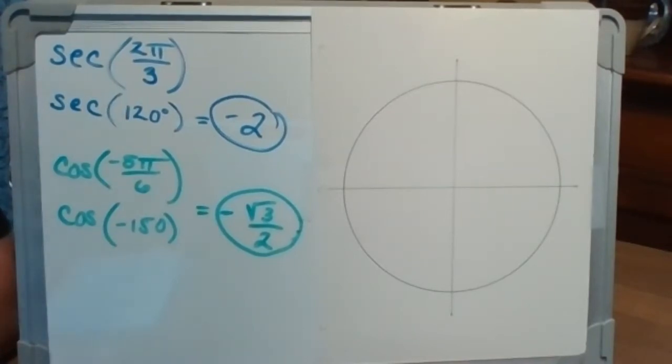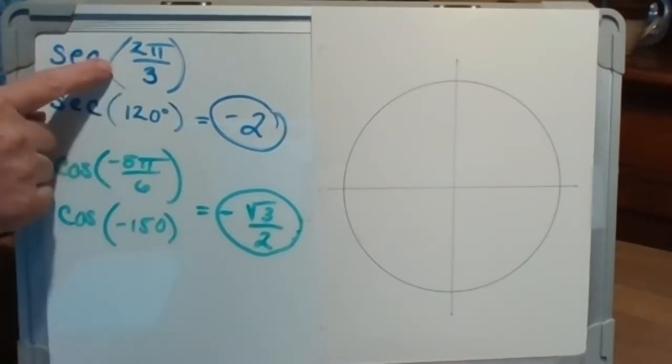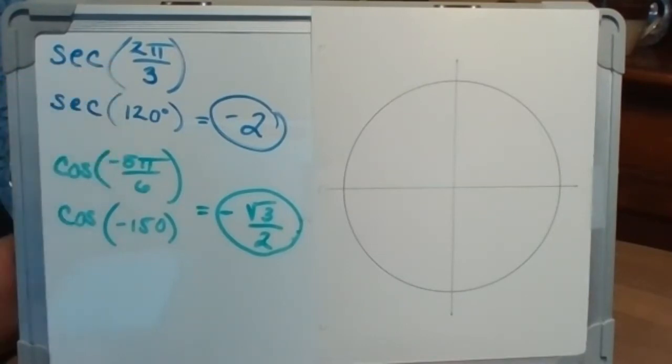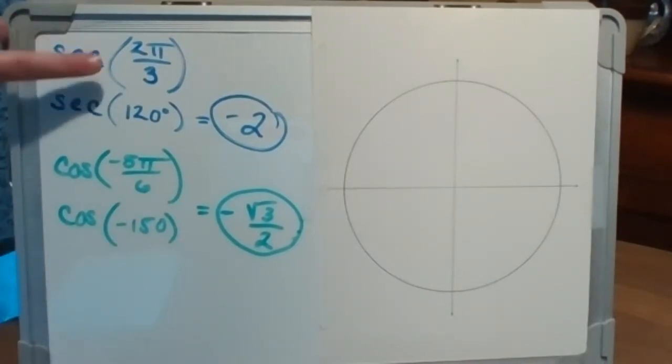Hopefully there's going to be a point where you don't really feel the need to do the full conversion into degrees, that you're more comfortable with the radian measure. But until then, convert it and do it from there. But later you'll notice that pattern. Denominator of 3, reference angle of 60. Denominator of 6, reference angle of 30, denominator of 4, reference angle of 45.